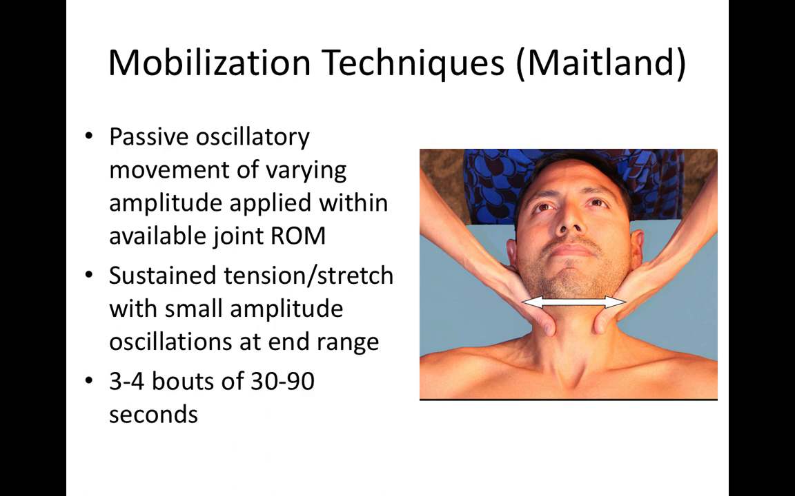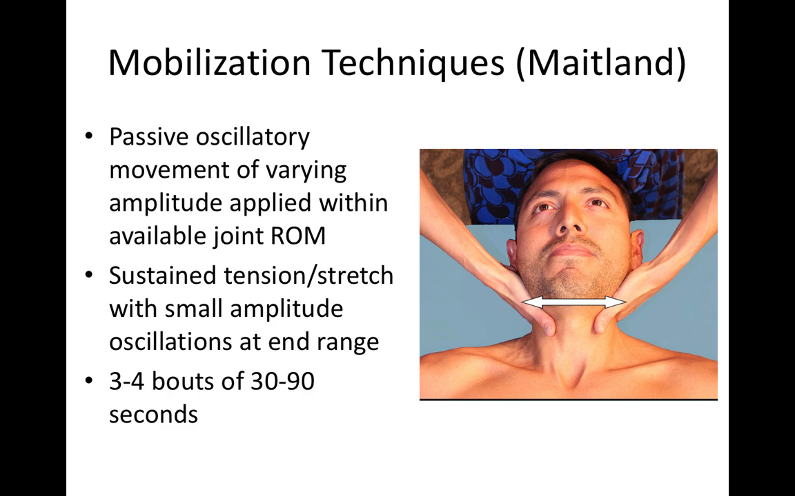Let's talk about some specific mobilization techniques. If we're talking about mobilization in the neck region, there's an illustration here of us performing a passive oscillatory movement of varying amplitude applied within the available joint range of motion. This is often described as a small amplitude movement or oscillation at end range, and we're going to dose this typically 3 to 4 bouts of 30 to 90 seconds. That's typically how we're going to see the dosing described in the literature.